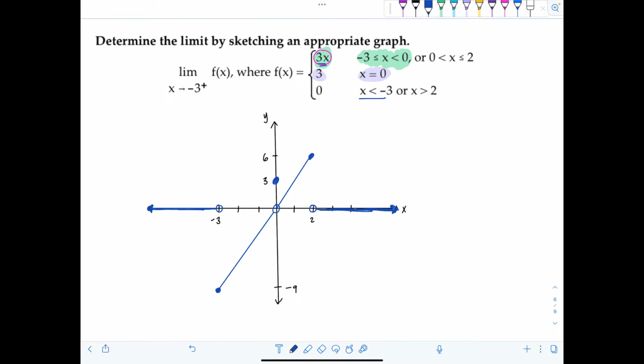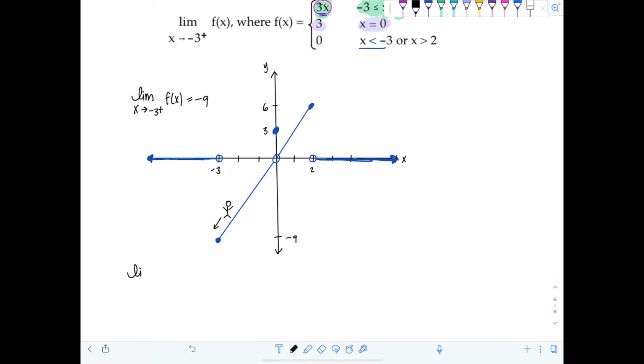So the limit as x approaches -3 from the right, that means you're heading towards -3 and you're walking on the graph from the right side. Where are you going? You're going to -9. Like I said, we didn't really need the graph, but it's okay. But since we have this lovely graph, let's just do a few more.